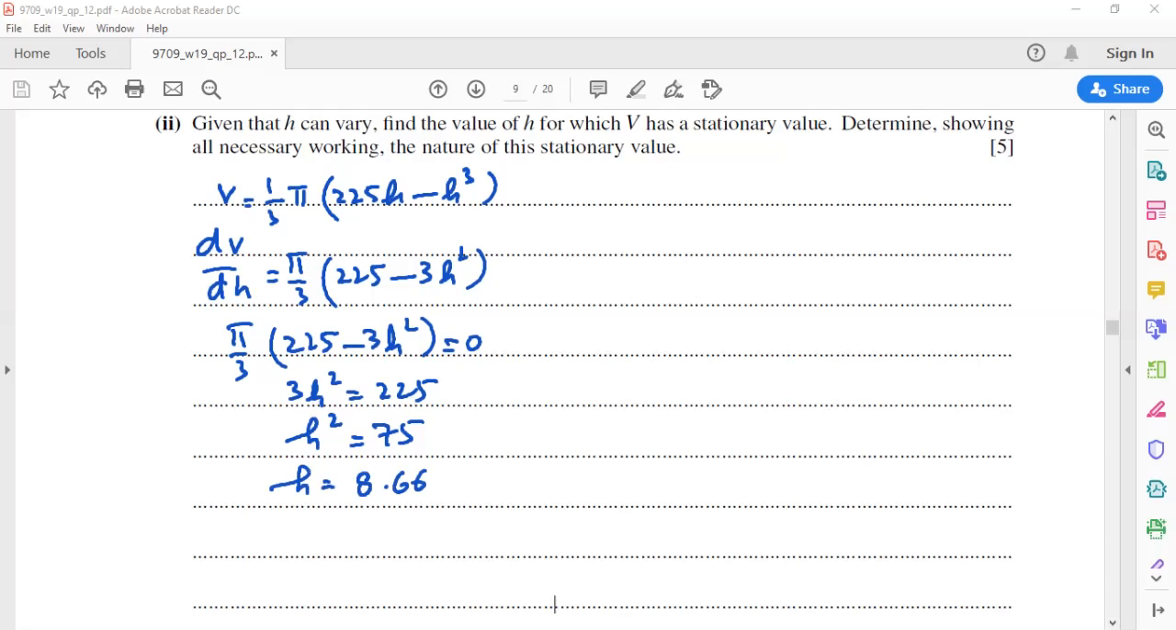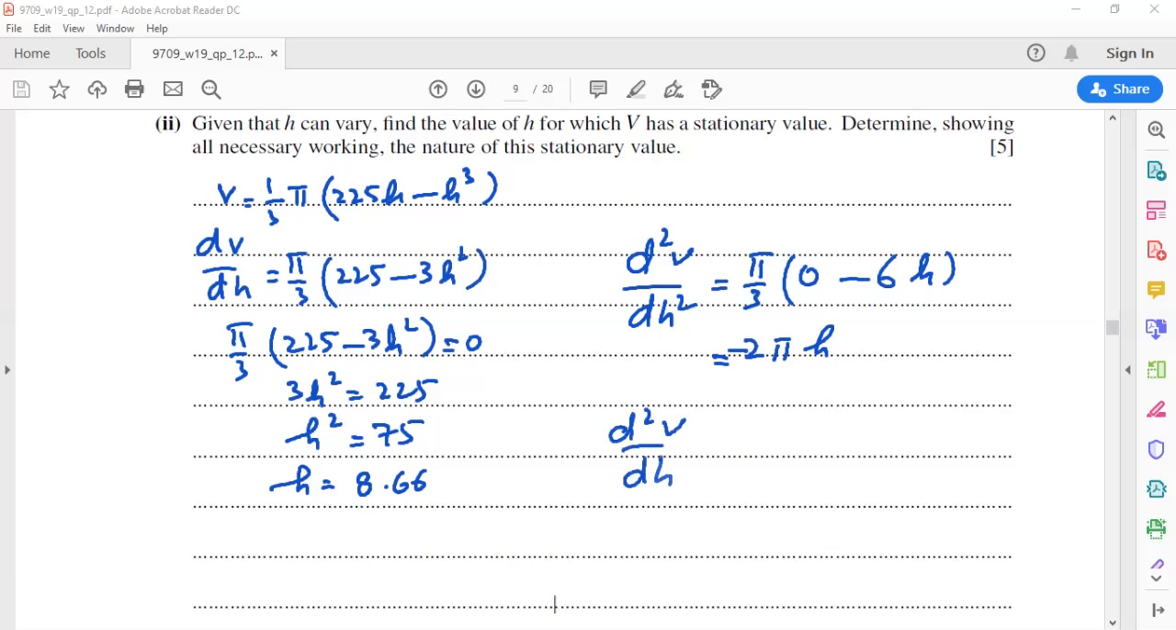Now for finding the nature of this, let's go for the second derivative. That is d2V over dh square equals pi by 3 as it is, 225 is constant so 0, minus 6h. Now 3 twos are 6, so it becomes minus 2 pi h. Placing the value of 8.66 here, d2V over dh square is minus 2 pi into 8.66, which gives a negative answer, which shows that it is a maximum. So let's go further now.